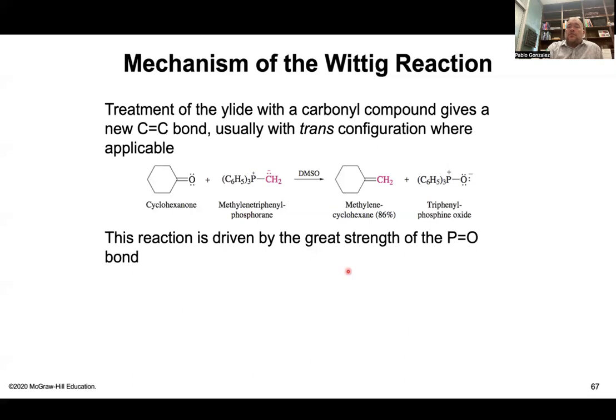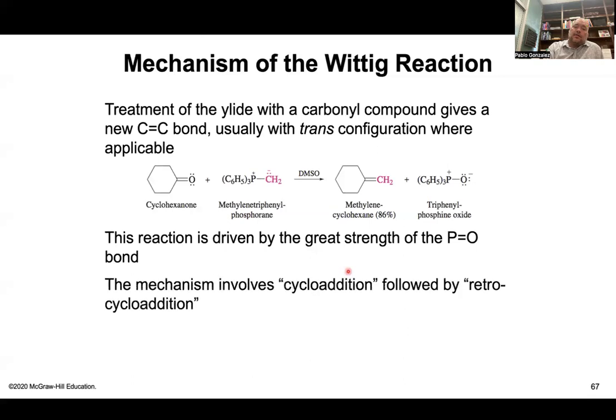This reaction is driven by the great strength of the P-O bond. The mechanism involves cycloaddition followed by retrocycloaddition. So the first thing that happens in here is that we're going to create a cycle, okay, between these two. Remember, this is the nucleophile in the ylide. This is the electrophile. In the carbonyl, this is the electrophile, and this is the nucleophile. So the nucleophile here is attacking the electrophile, and the nucleophile in here is attacking the electrophile, and you're going to have this type of intermediate, okay?